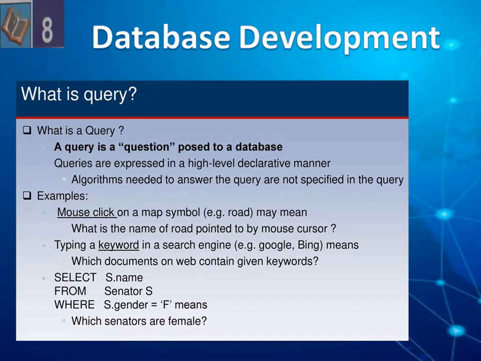Examples: a mouse click on a map symbol like a road may mean "what is the name of the road pointed to by the mouse cursor?" Typing a keyword in a search engine like Google or Bing means "which document on the web contains the given keywords?"